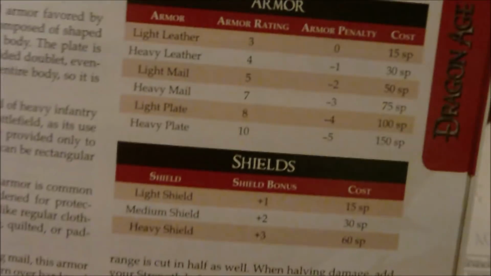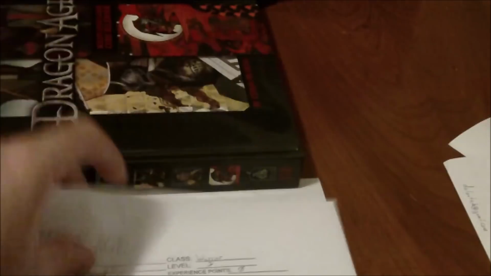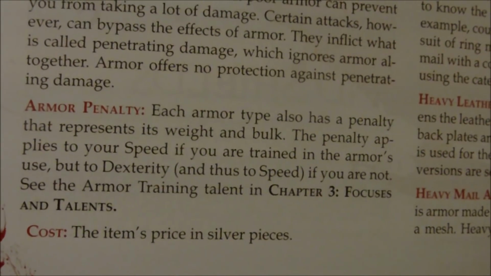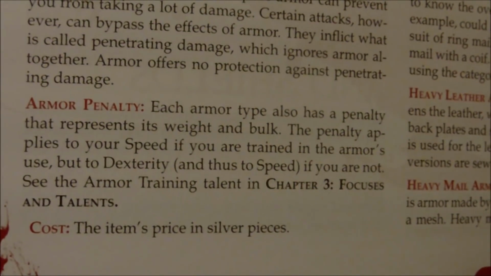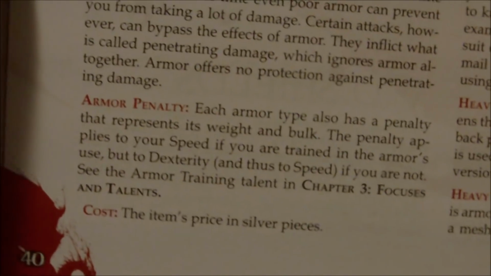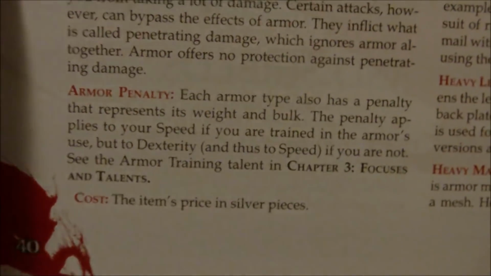But again, it essentially gives you damage reduction, if you're used to some versions of Dungeons & Dragons. So we have heavy leather armor, which gives us an armor rating of 4. And it is a leather armor, so we're not actually going to be taking that penalty. It says here, armor penalty: each armor type also has a penalty that represents the weight and bulk. The penalty applies to your speed if you are trained in the armor's use, but to dexterity if you're not. So basically it's still going to affect my speed because I do have the armor training at novice level, but it's only speed. Otherwise it would be a penalty to any dexterity-based check that I would normally make. So it still reduces speed, but it could have been a lot worse, since I'm wearing something I'm proficient in.